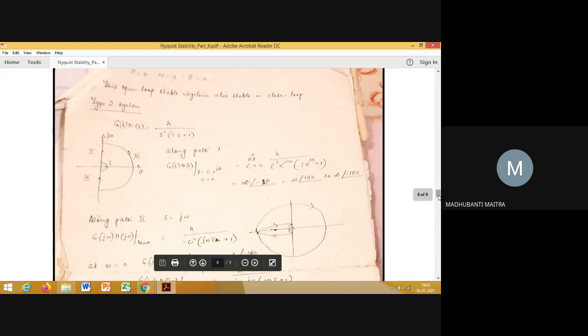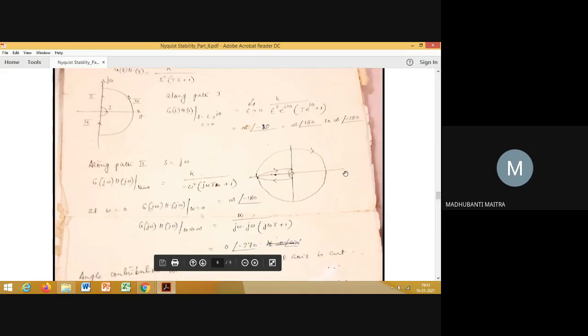Again, these two axes should be duly labeled. This one should be labeled as U, and this one jV, or real and imaginary. I prefer the second convention: this axis should be labeled as real, and this one as imaginary. Now you see on the GH plane, the small indentation is becoming a circle with infinite radius.